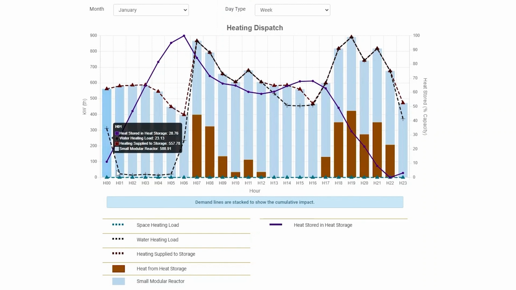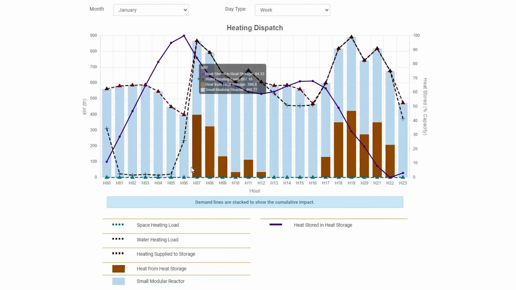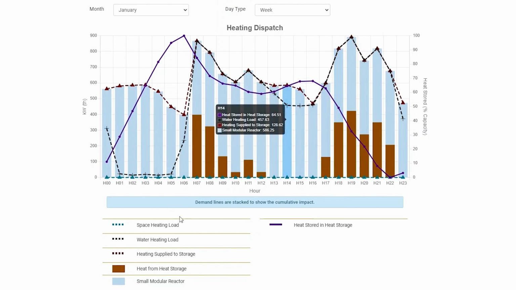So heat is stored during the times when the water heating load is low, before 7 a.m. and between 1 and 5 p.m., and then used when the heating demand exceeds the amount generated. This can be observed by the increase in state of charge and the heating supplied to storage on the graph. Because of this, the heat from the SMR and the reactor power has minimal changes and avoids large fluctuations throughout the day. This minimal change in reactor power is also enforced by the cycling limits that we set previously.